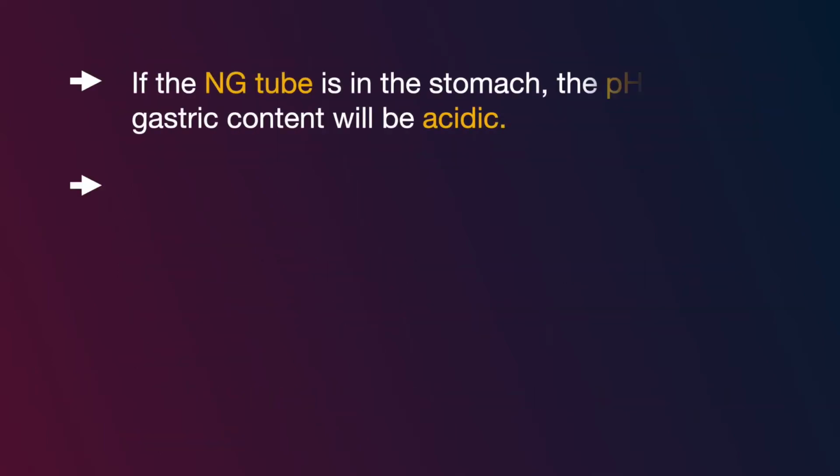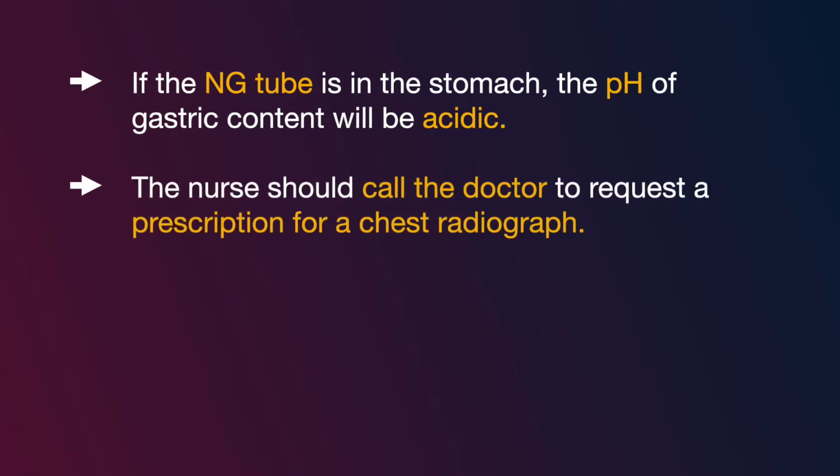If the NG tube is in the stomach, the pH of gastric content will be acidic. Gastric aspirates have acidic pH values of 3.5 or lower. A pH of 7.35 indicates a neutral pH. Based on this information, the nurse should call the doctor to request a prescription for a chest radiograph to determine if the placement is accurate.